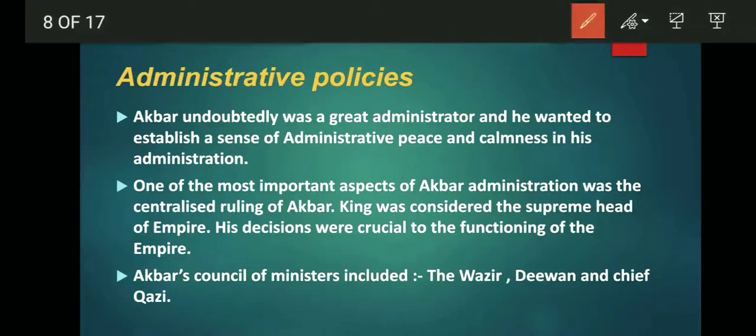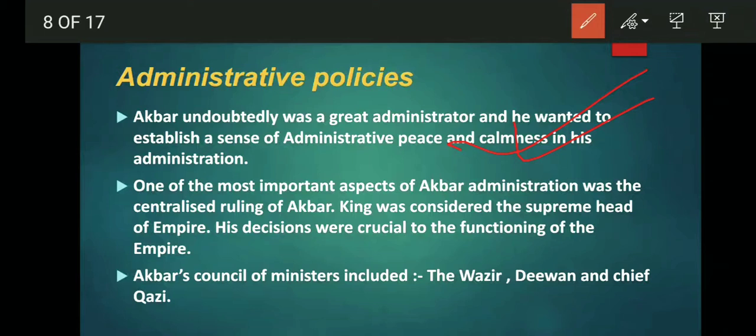So Akbar undoubtedly was a very great administrator. He wanted to establish a sense of administrative peace and calmness in his administration. So, he was not that kind of a despot or anarchist type of a person. He would always want to maintain peace and calmness in his empire.